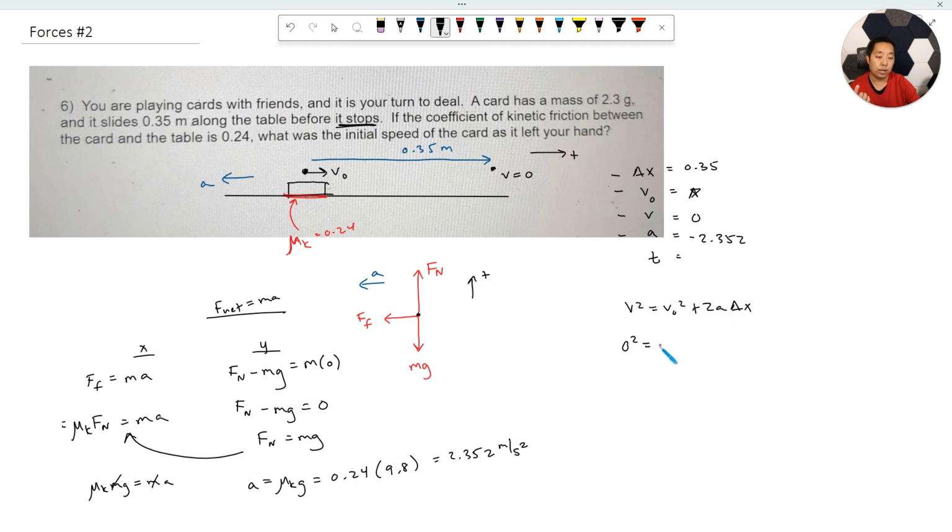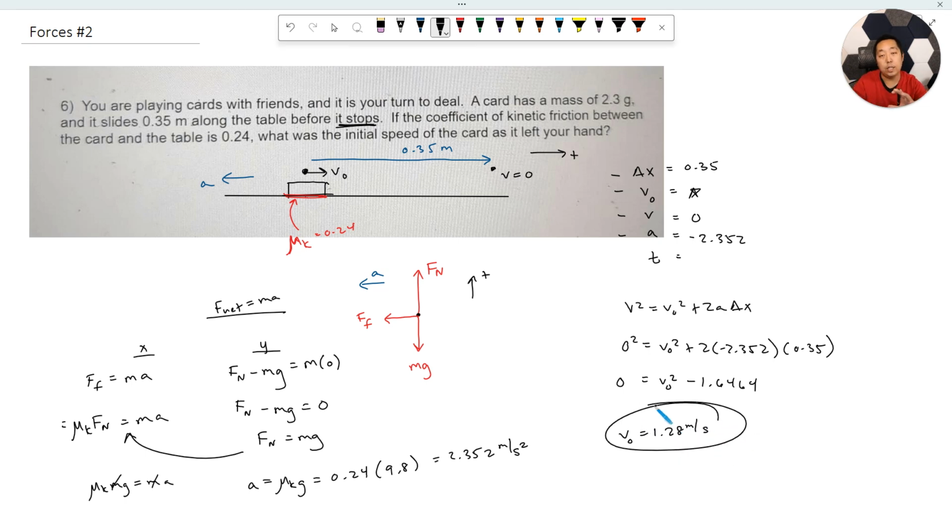So this is 0 squared equals v0 squared plus 2 times negative 2.352 times 0.35. Multiplying that out, I get v0 squared minus 1.6464 equals 0. You can move that over and solve for v0 by taking the square root, and I get 1.28 meters per second.